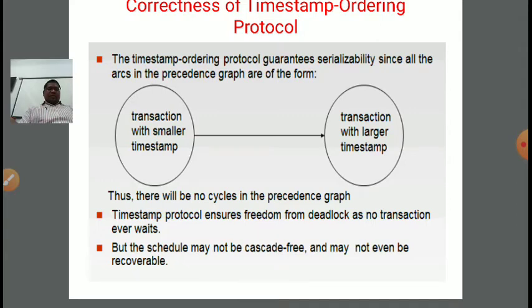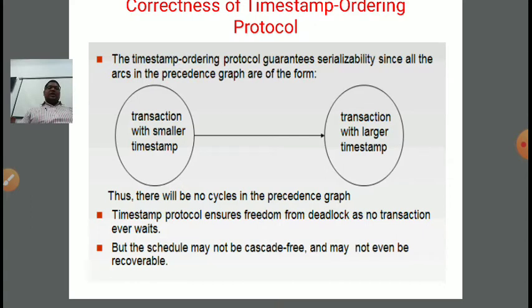Now, the timestamp protocol ensures freedom from deadlock as no transaction ever waits. If any transaction is waiting for infinite time, or in the schedule all the transactions are waiting in the waiting state, then we will say it is a deadlock. But here, in case of the timestamp protocol, we are ensuring that step by step transactions are executing in the order of their timestamp value.